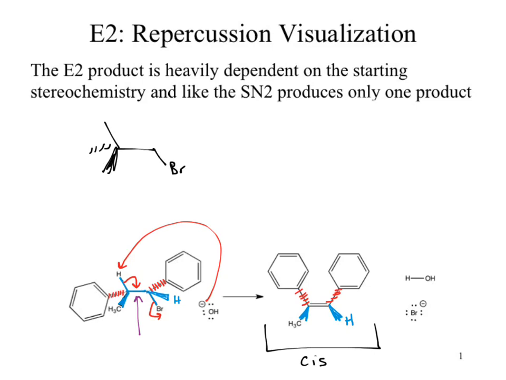Not related. Was it in both cases that everything that is wedged is on the same side? Yes. Everything that is wedged will end up on the same side of the double bond. Everything that is dashed will end up on the same side of the double bond. If you have one thing that's wedged and one thing that is dashed, where are they going to be? Opposite sides of the new double bond.